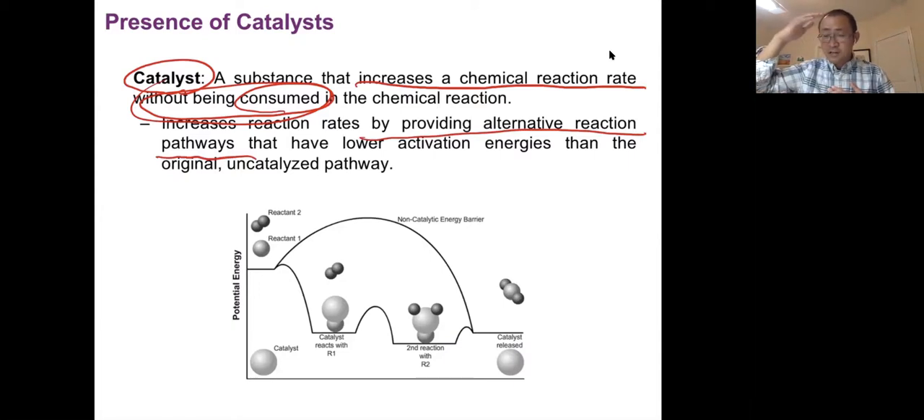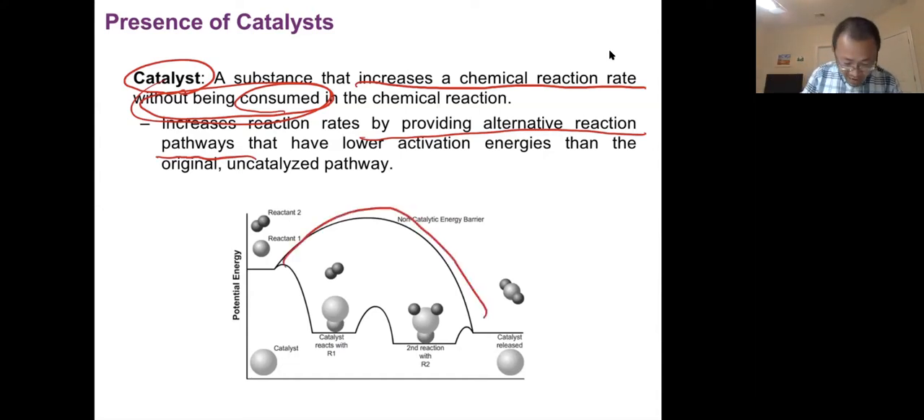Remember what is activation energy? Activation energy is the barrier. If the barrier is lower, it means what? More molecules can overcome it, which means more collisions will be efficient. Again, activation energy is the barrier. If the activation energy is now lower, more reaction will take place because more collisions can overcome that barrier. That's what a catalyst does. That is the 4 factors affecting reaction rate.